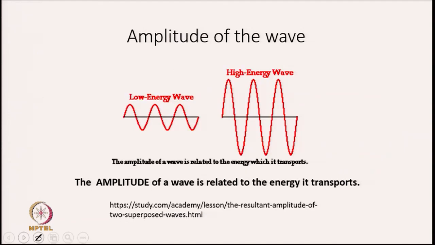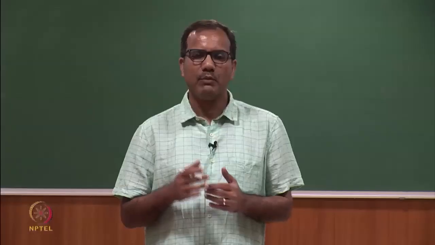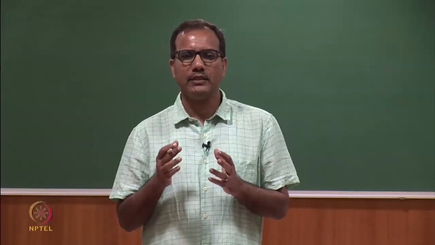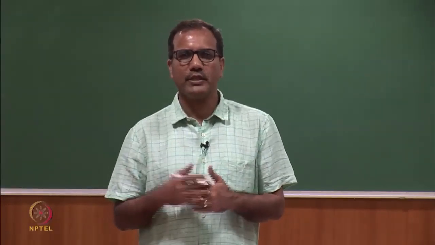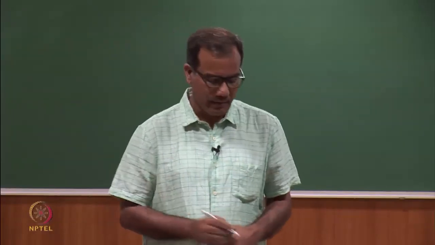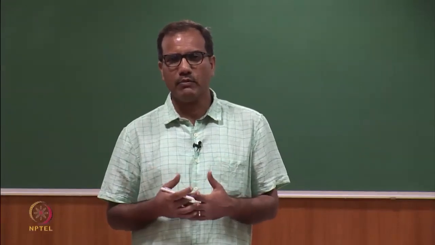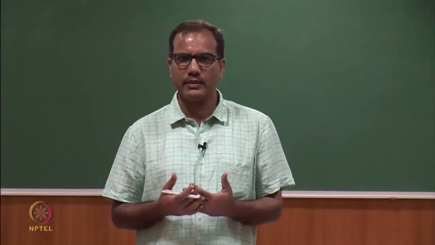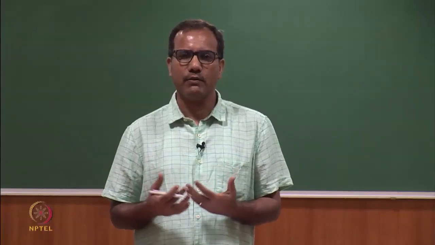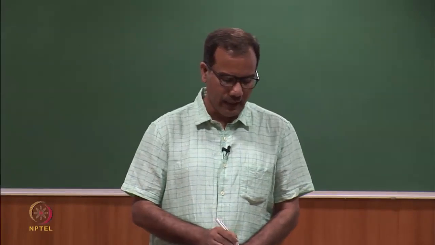Amplitude of the wave can also tell you about the energy it transports. So, the amplitude of a wave is related to the energy it transports. If amplitude is small, that means you have a low energy wave. If amplitude is high, then you are dealing with a high energy wave. Now, the next property is velocity of the wave, and velocity of the wave is the speed of the wave in a given direction. So, velocity has two components, one is speed and another is direction.